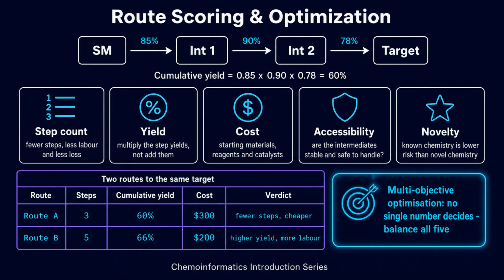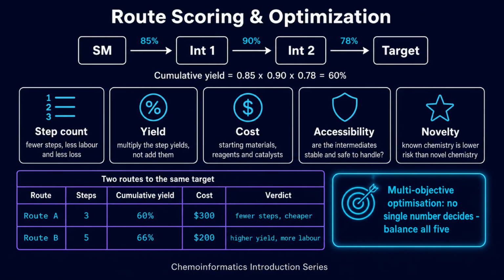Finding possible routes is just the beginning. We need to evaluate which route is best. Key scoring criteria include step count, where fewer steps mean less labor and lower chance of failure; cumulative yield, the product of individual step yields; cost, including building blocks, reagents, and specialized equipment; accessibility, whether intermediates are stable and handleable; and novelty, whether the route uses known versus novel chemistry.